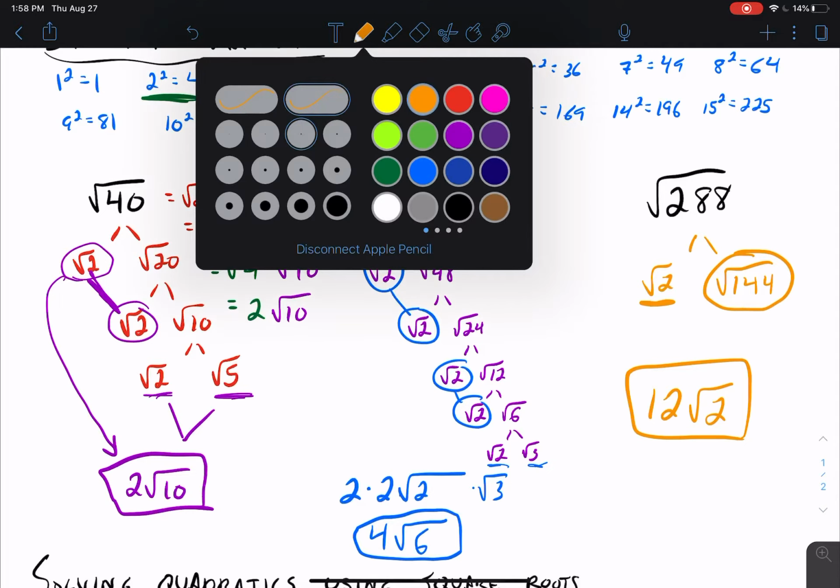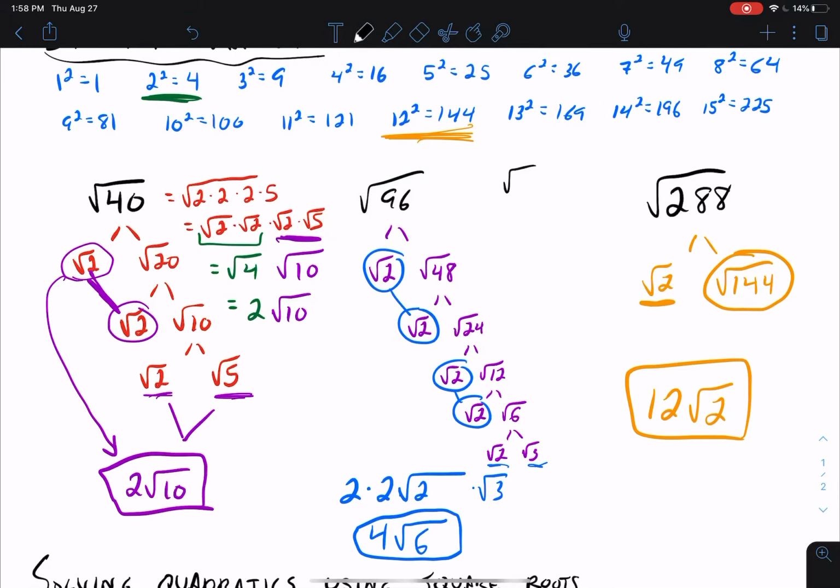All right, so for example, if I go back to square root of 96, well, let me see, here's a perfect square, 4. Let me see if 4 goes into 96. So I take 96 divided by 4. It does, 4 times 24. So I'm going to stop here because I know what the square root of 4 is. 24, let me see if another perfect square goes into it. Yes, 4 goes into it. So I can stop here.